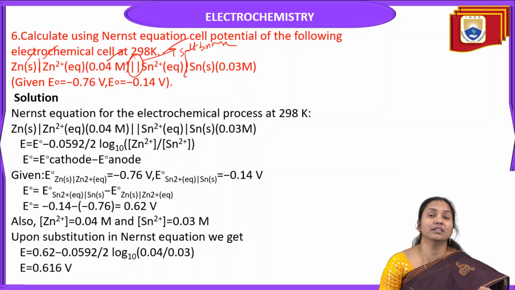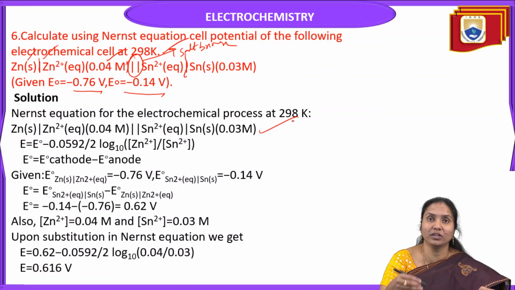So now calculate, using the Nernst equation, the cell potential of the following electrochemical cell at 298 Kelvin. The zinc concentration is 0.04 M and the tin concentration is 0.03 M. The standard electrode potential of zinc is minus 0.76 volts, and the standard electrode potential of tin is minus 0.14 volts. So how can we calculate the electrode potential of the given cell? For the Nernst equation at 298 Kelvin, first write the chemical reaction with what is given in the data.